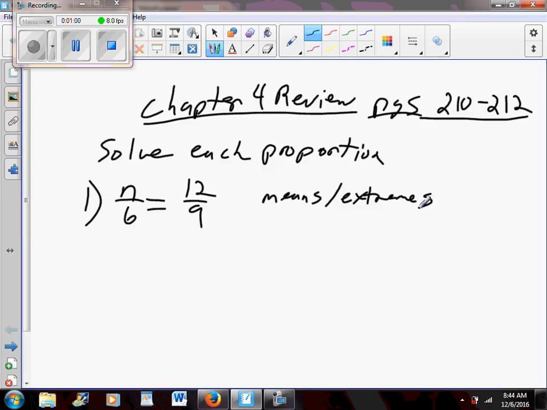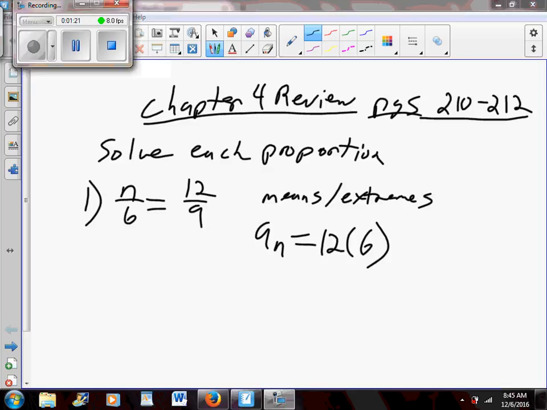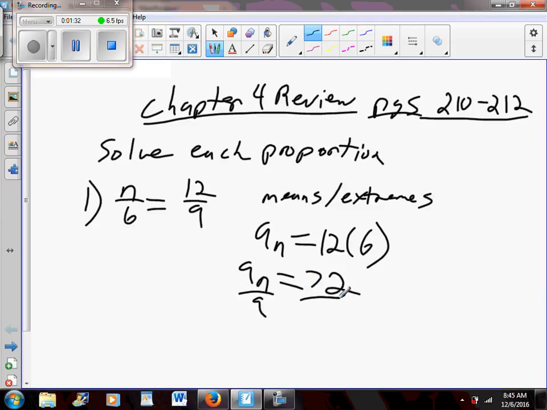The main thing I want you to know here is that to solve this, y'all know how to cross multiply, right? Every one of you should have paper out. So what we're going to end up doing here is 9n is equal to 12 times 6. Can anybody tell me what 12 times 6 is? 72. Dividing by 9, what's n going to be equal to now? 8. Okay, that's right, 8.